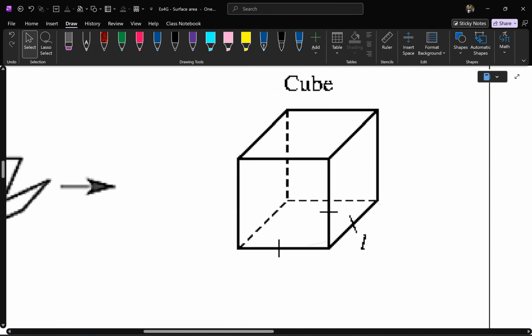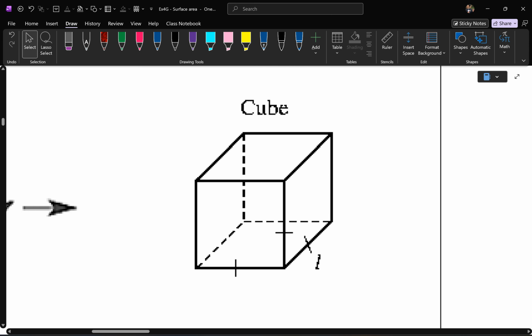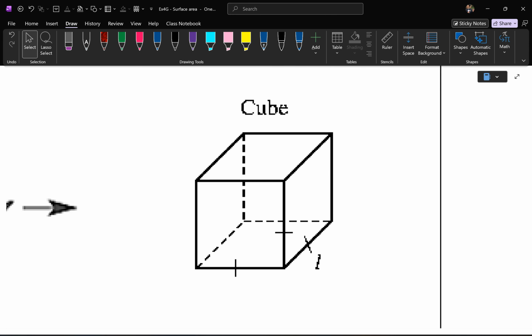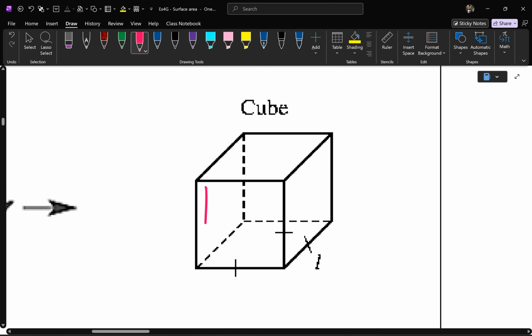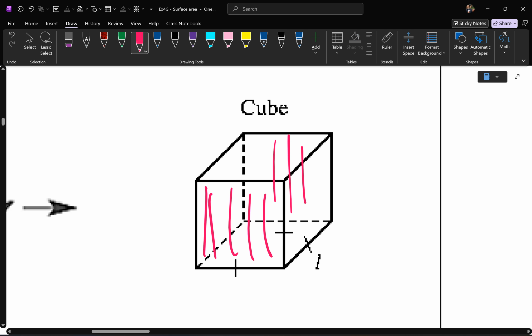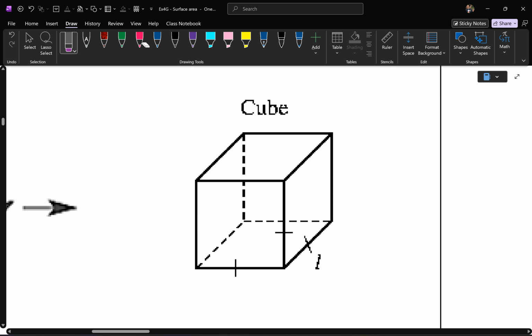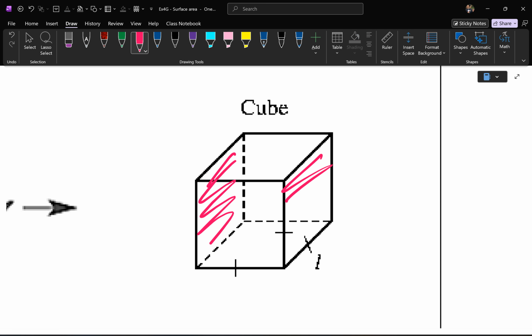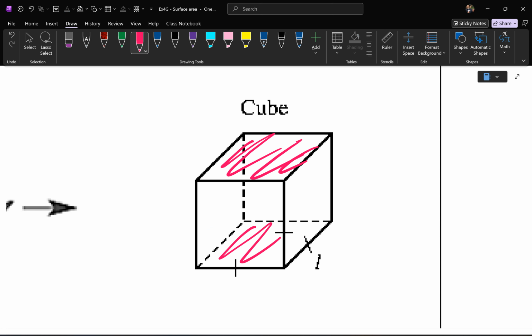So with a cube, how many faces does a cube have? Let's go with Zara. How many faces does a cube have? 6. Very good. We've got the front. That's 1. Got the back. That's 2. Then we've got the left side, right side. That's 4 now. And then we've got the top. And we also got the bottom. That's 6.